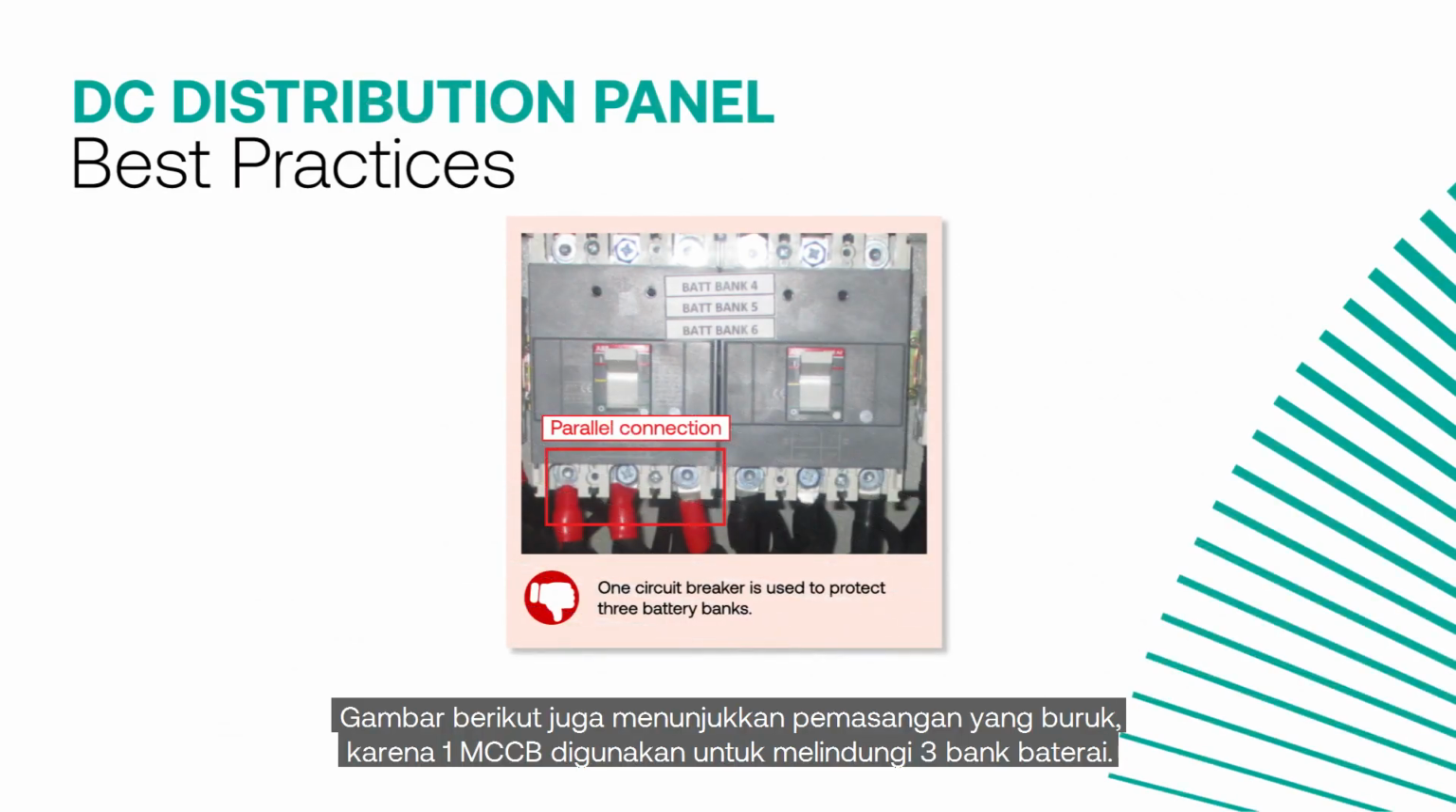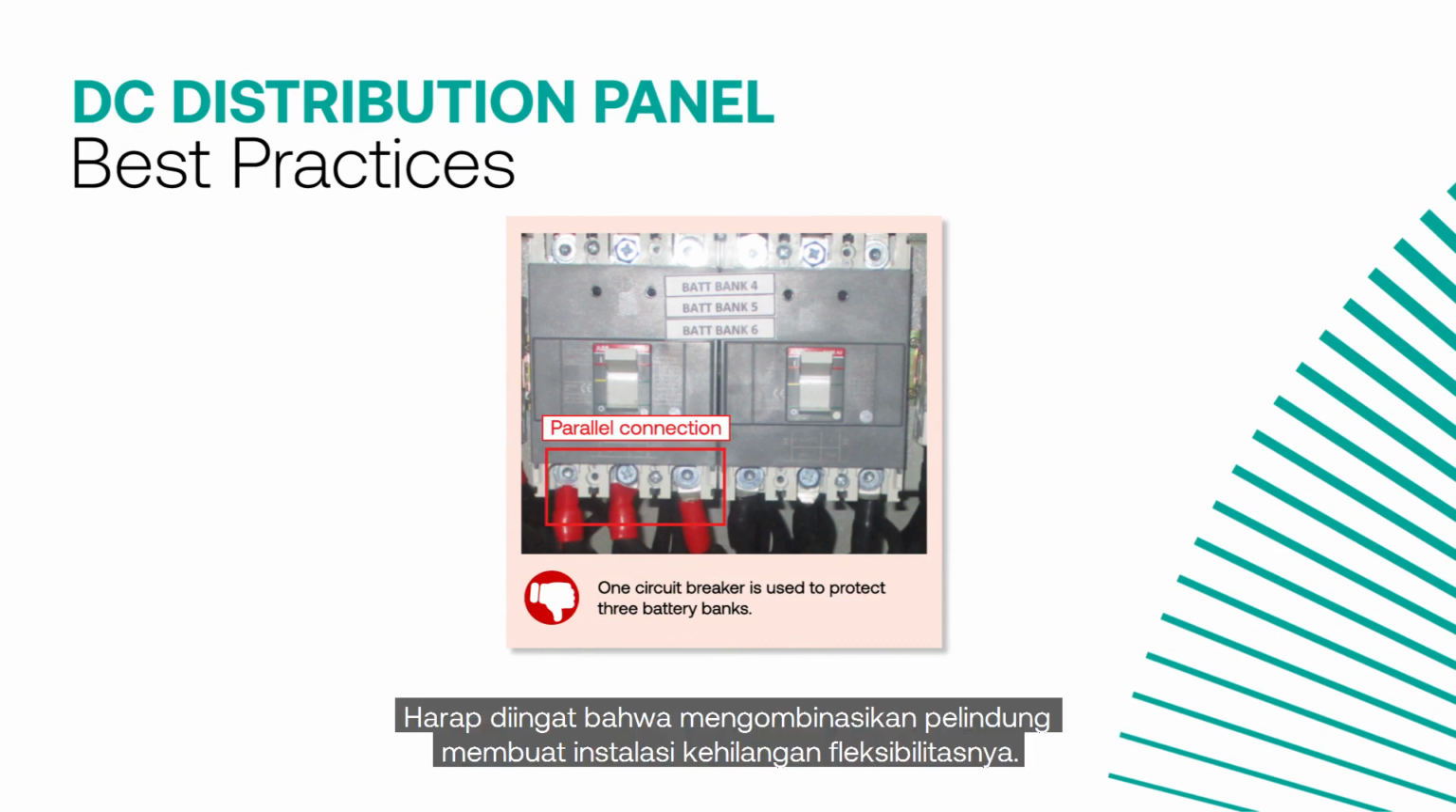This picture also shows a bad installation because one MCCB is used to protect 3 battery banks. Please remember that combined protection will make the installation lose flexibility. For example, in the case of fault current in one line, the MCCB will trip the entire line instead of tripping only the faulty line.